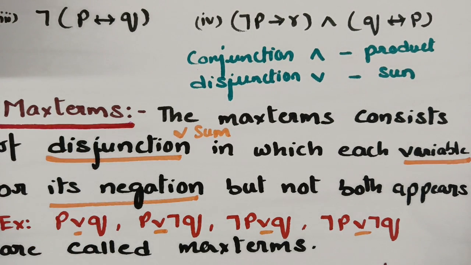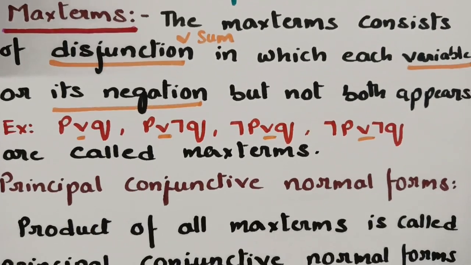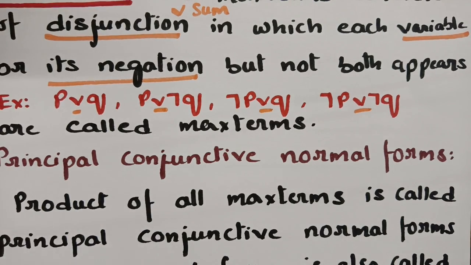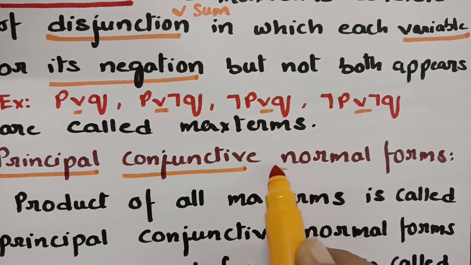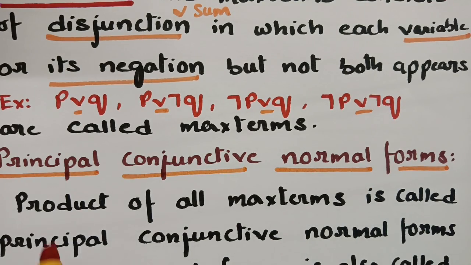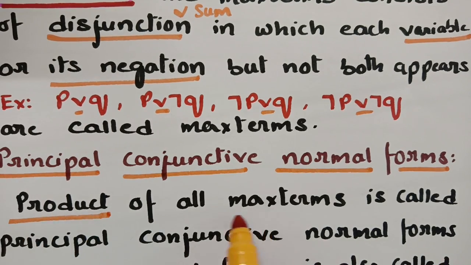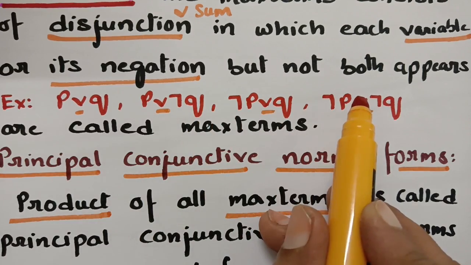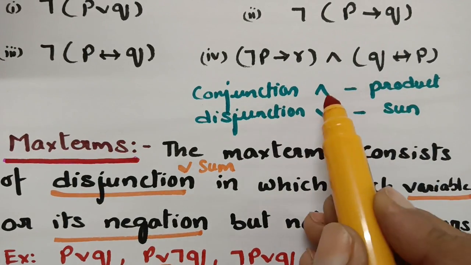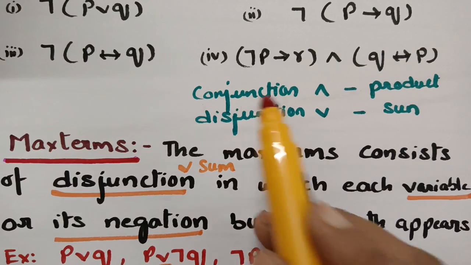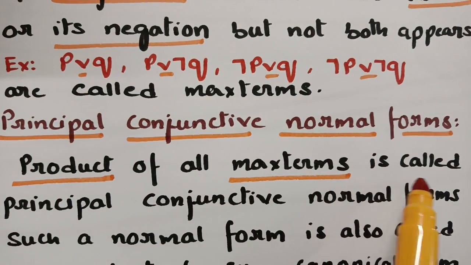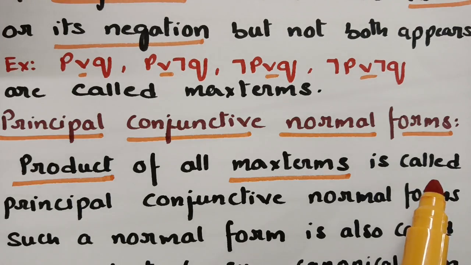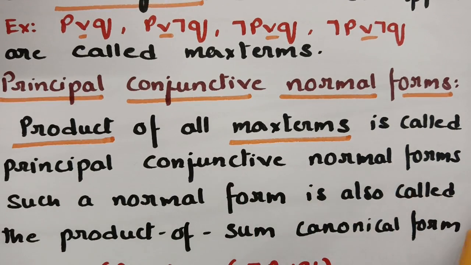How are these max terms related to the principal conjunctive normal form? Let's see. The product of all max terms is called the principal conjunctive normal form. So we have to make a product of all the max terms. See here, the product symbol is this one, which is conjunction. If you multiply all these max terms, we'll be getting the principal conjunctive normal form.